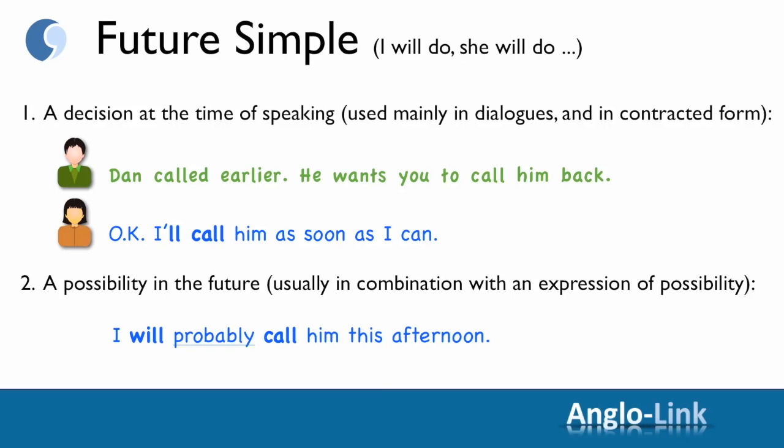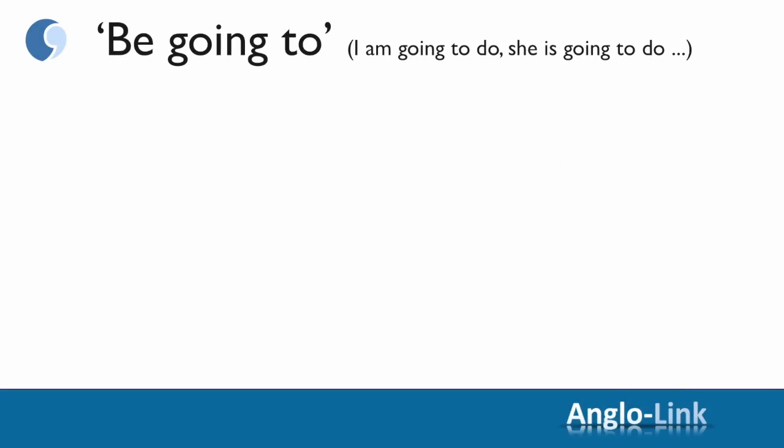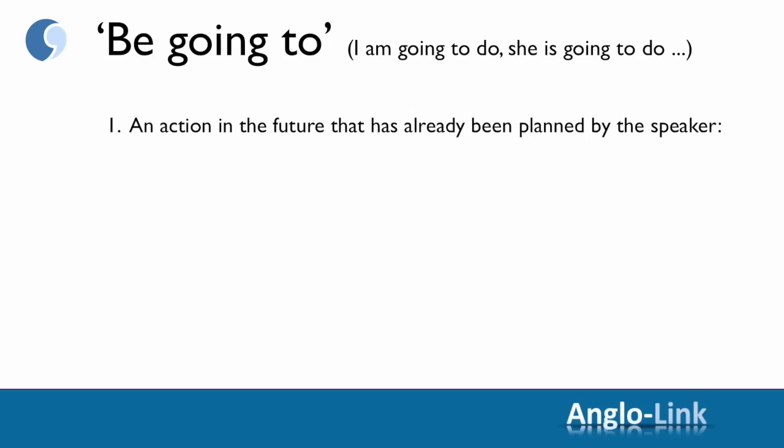From future simple, we moved on to the going to form. I'm going to do, she's going to do, etc. And as you will remember, there are also two usages. The first one is an action in the future that has already been planned by the speaker. For example, I'm going to call Dan after lunch. The speaker has already decided what he or she is going to do.